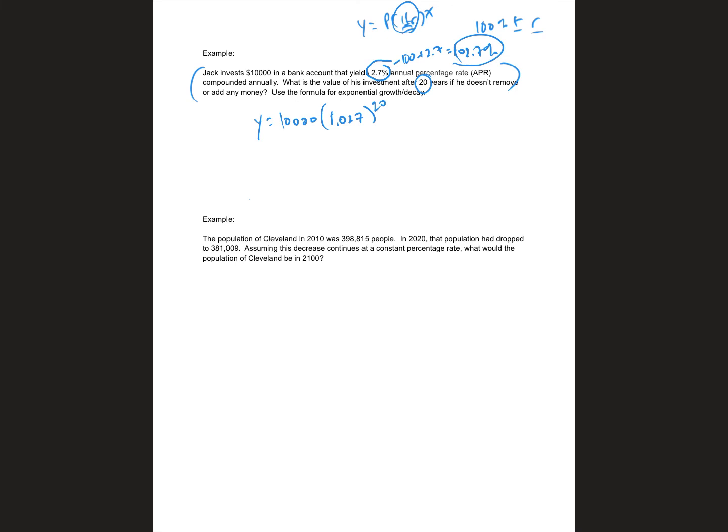So when I put that in my calculator, I get 17,037 and 62 cents. And of course, since we're dealing with money, now it makes sense to include decimals, the hundreds. So you really should look at the context of the problem to figure out what you should include, right? How far you should round.